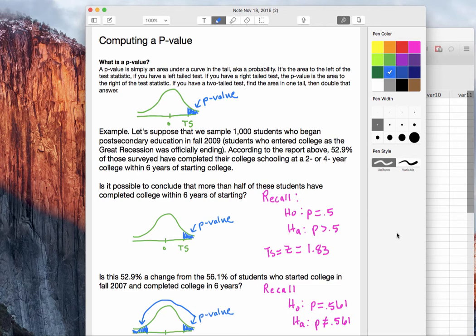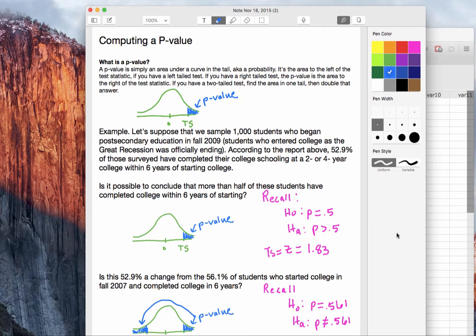You have to pay attention to what tail test you have, because the tail of the test determines which direction you're going to find your area. So if you have a right tail test, you're going to find the area to the right of a test statistic. Left tail test, find the area to the left of a test statistic. And if there's a two tail test, you actually have two areas to find. It's pretty easy to find them though, because once you find one, you double it, and there's your p-value. We're going to talk about that in a further example.